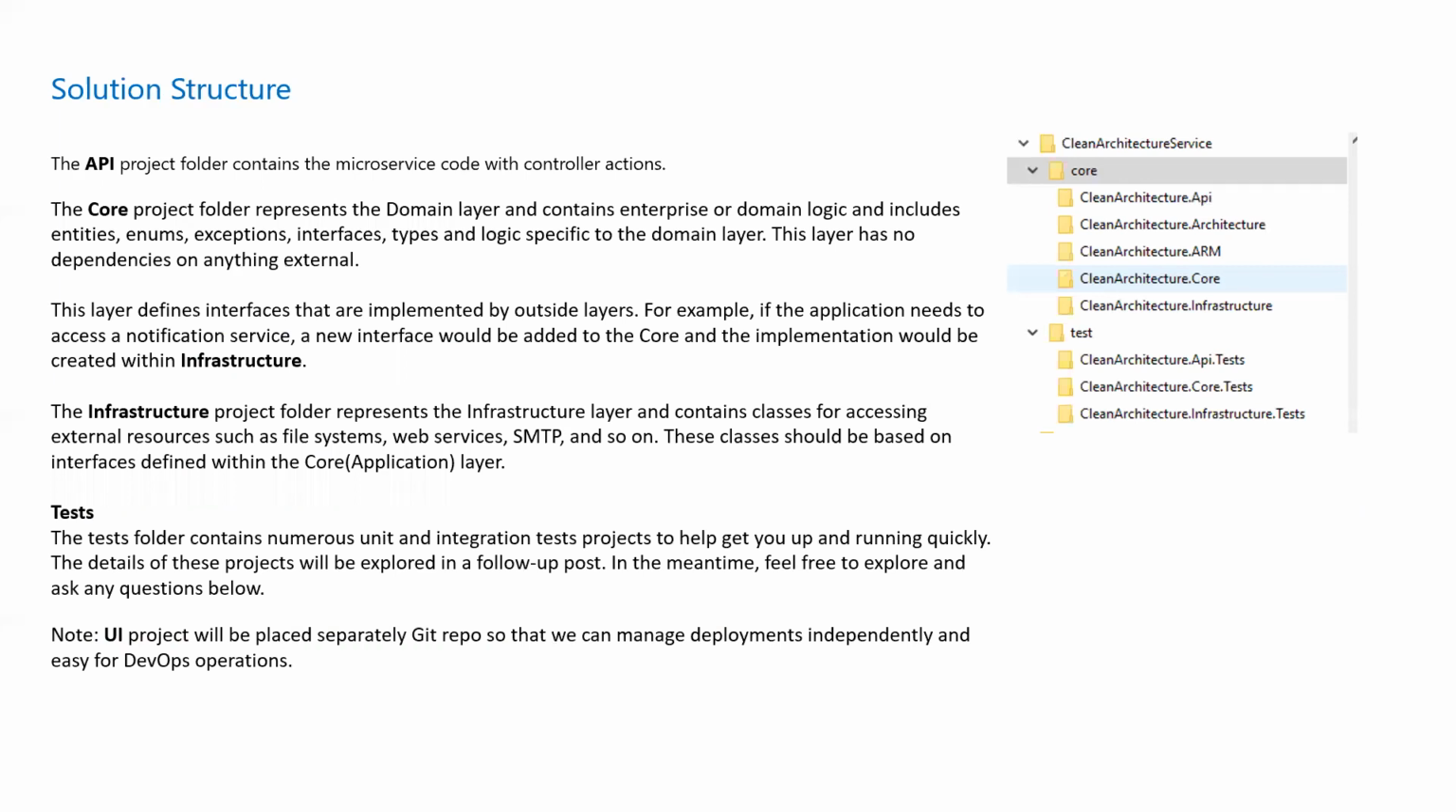Now the solution structure looks like this. The API folder contains the microservice code. This is my API folder, so I have the project name here. If I'm building a service, the service name, and then we'll have two folders in it. One is the core, which is the application core, and the second one is the test project.